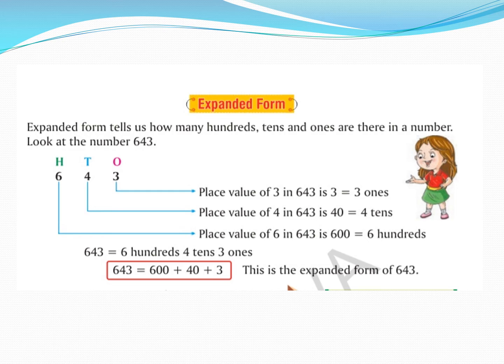We can also write it as 643 is equal to 600 plus 40 plus 3, which will give us 643. Okay, this is called the expanded form of 643.